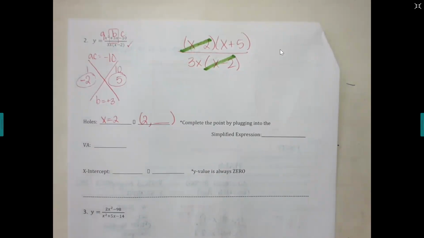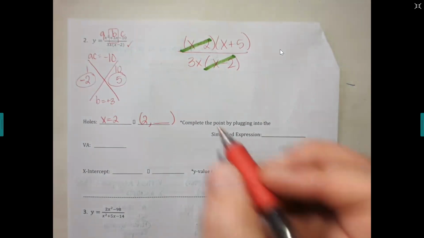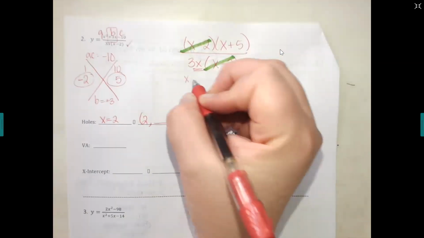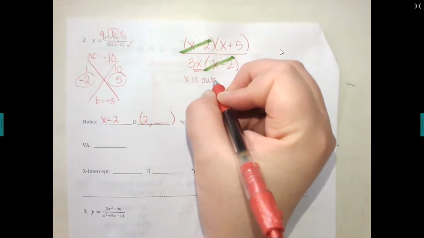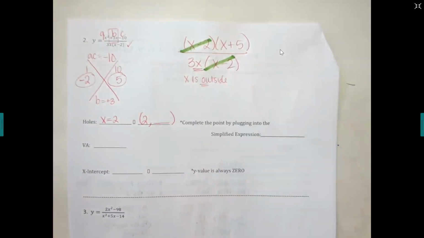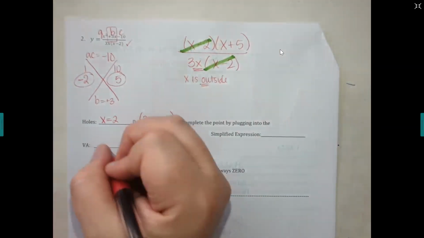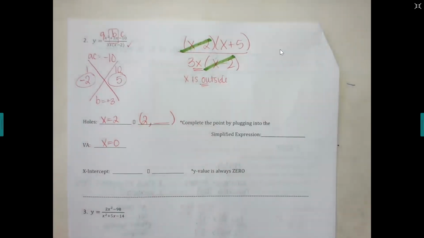Okay, vertical asymptotes are x's left over on the bottom. Do I have one? Yes. And do you see how your X on the bottom is on the outside? What does X on the outside mean? Do you remember? If your X is left on the outside, it's 0, thank you. Okay, remember, outside starts with an O, that means X equals 0. Did I have an X left over on top?